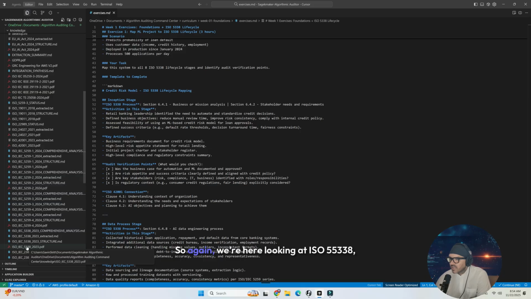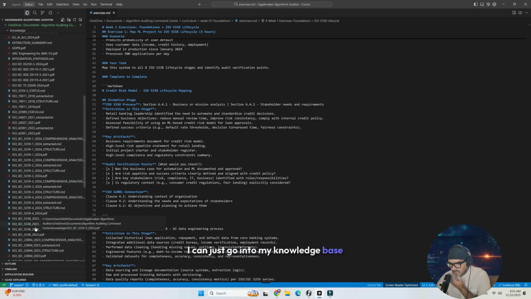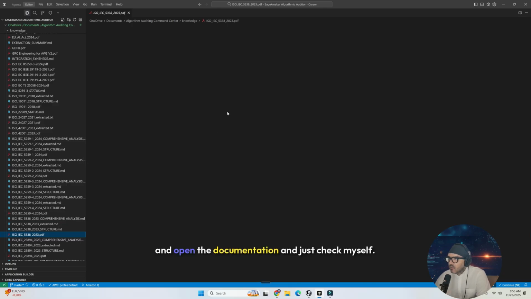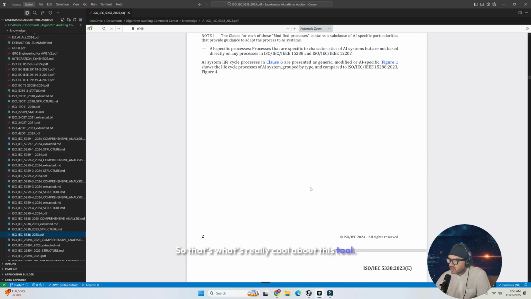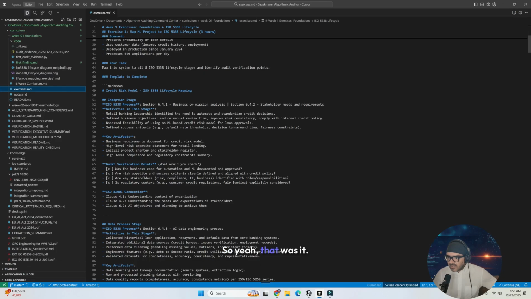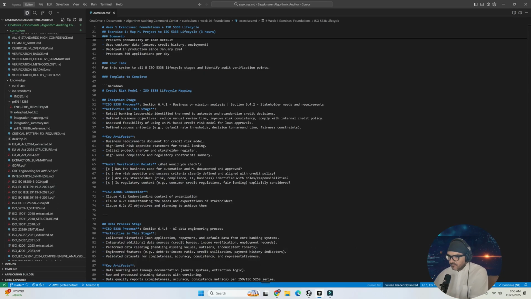Right, there we go. So again, we're looking at the ISO 5338 lifecycle inception stage, and if I want to verify things, I can just go into my knowledge base, open the documentation and check myself. That's what's really cool about this tool. I've got everything I need there if I want to check. And the aim of this activity is that it tells you what activities you should see in the inception stage of 5338.